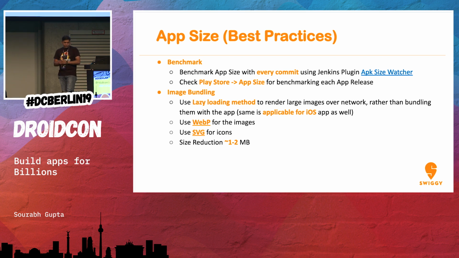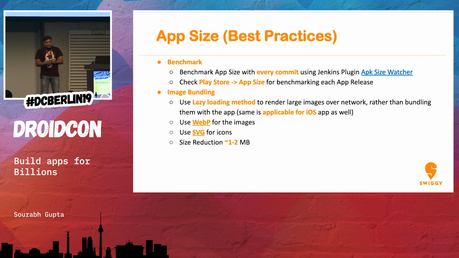Benchmark. You can benchmark app size with every commit as well. Jenkins has a plugin available, the APK Analyzer plugin. You can integrate it, and it will give you the app size with every single commit that you are making in your code. You can track the app size with every app release in the Play Store as well. Play Store has now started providing the app size graph with every app release.